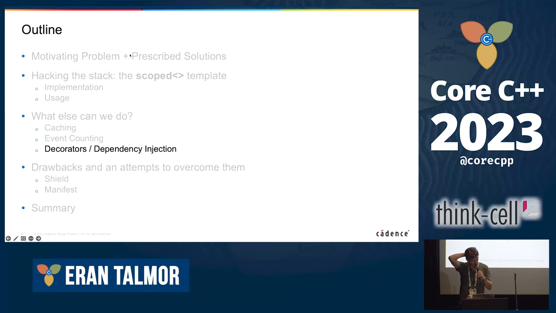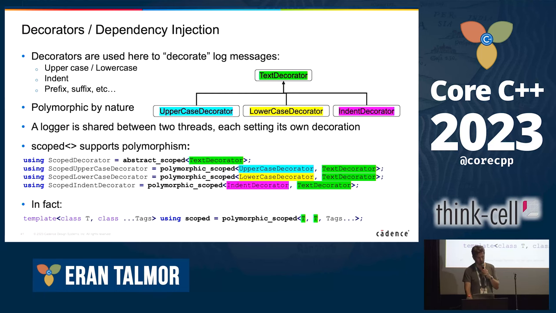Okay, finally, and I think the most interesting example: we mentioned threads, but we didn't see them yet. So this is a decorator. I took a simple decorator. You have here a text decorator, which takes a string and basically manipulates it in different ways. And decorators are polymorphic by nature. You have an abstract decorator and you have instantiations, and you want to apply them on top of each other.